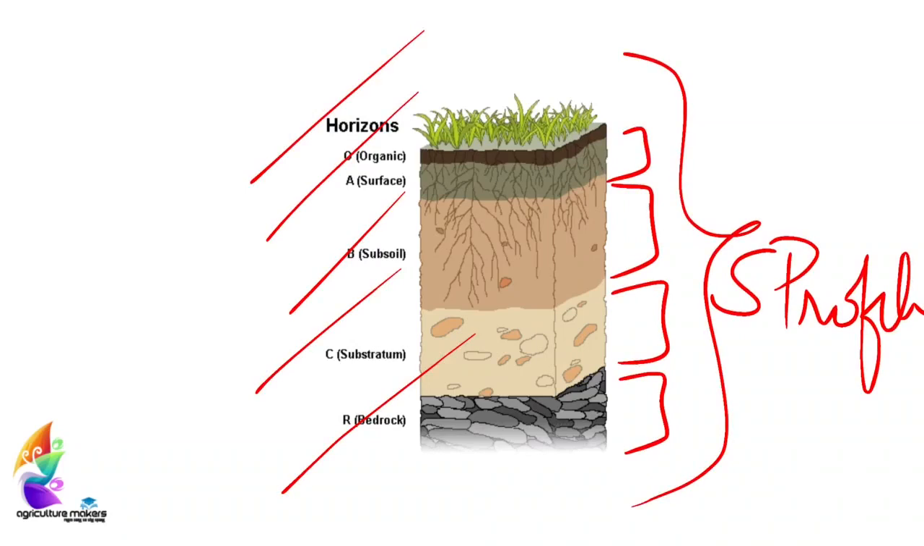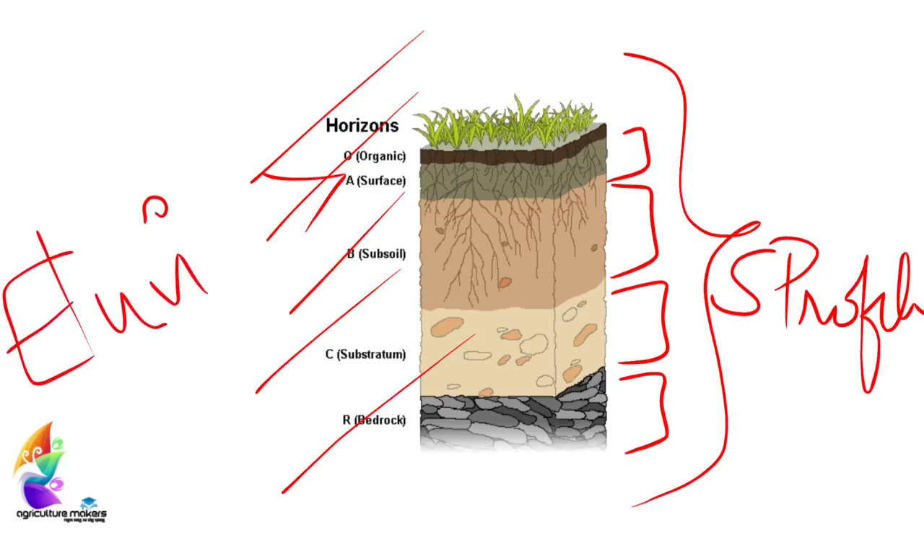Next to the O horizon, it is the A horizon. It is known as the eluvial zone. Yes, A horizon is said to be the eluvial zone because mobilization of nutrients takes place in this region, and it is the zone of washing out and maximum leaching. And A horizon is the topmost mineral horizon where a mixture of organic matter and minerals occurs.